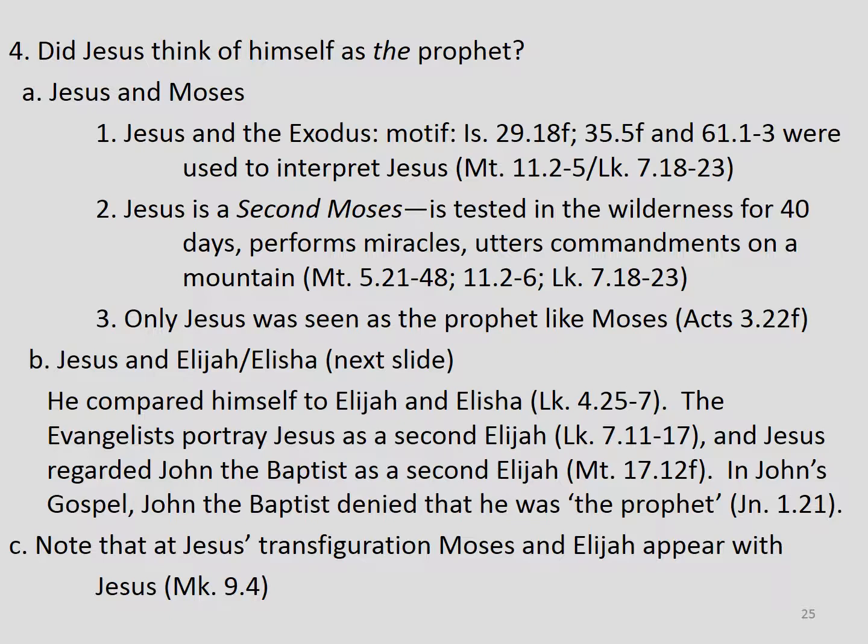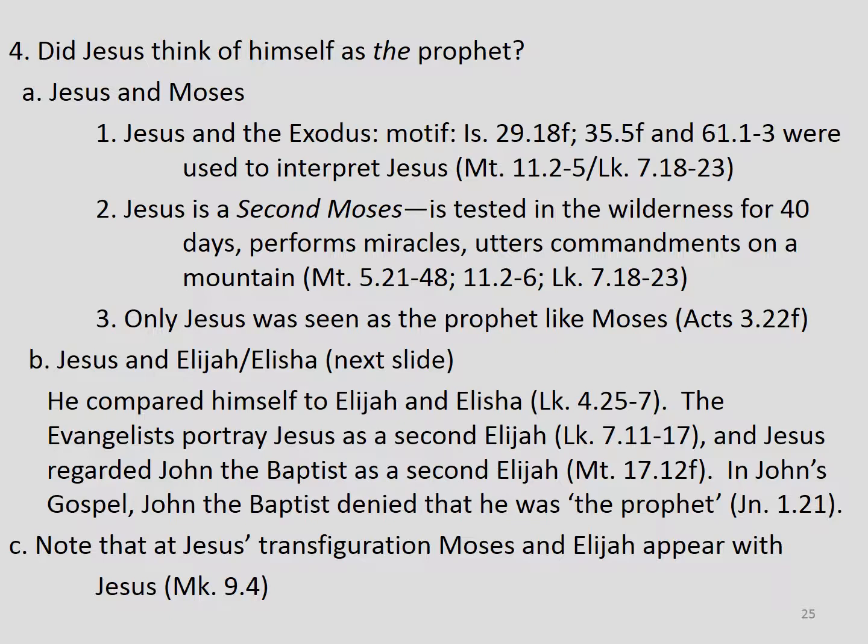Now, that doesn't exhaust our understanding of Jesus as, let's say, a significant prophet or the prophet to come. So we need to see the parallels between Jesus and Elijah and Elisha, which we can look at after this slide in a chart form. But just note here that Jesus compares himself to Elijah and Elisha explicitly in Luke 4:25-27. The evangelists, the gospel writers, portray Jesus as a second Elijah. Again, Luke 7:11-17. And Jesus regarded John the Baptist as a second Elijah, according to Matthew 17:12 and following.